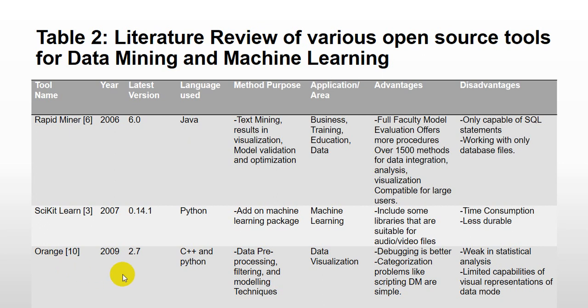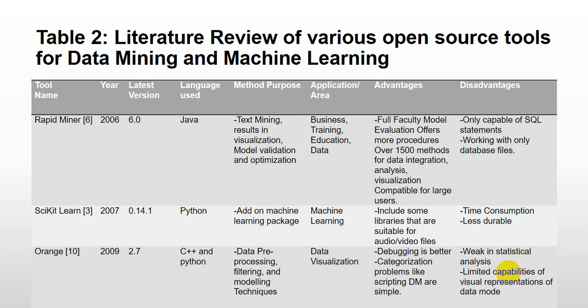Next tool is Orange. It came in the year 2009, latest version 2.7. Language used by this tool is C++ and Python. Data pre-processing, filtering, and modeling techniques are its main purpose. It's used for visualization of the data. Debugging is better. Categorization problems like scripting, data mining are simple. Its advantage, but disadvantage is that it is weak in statistical analysis and it has limited capabilities for visual representations of the data mode.